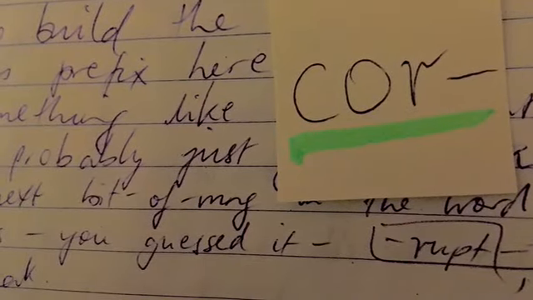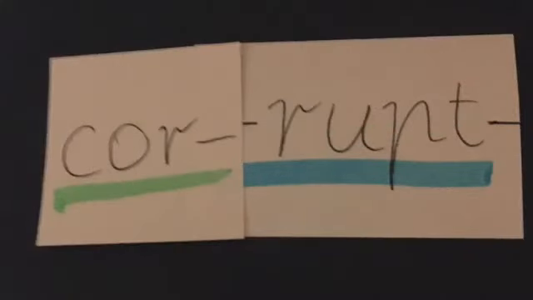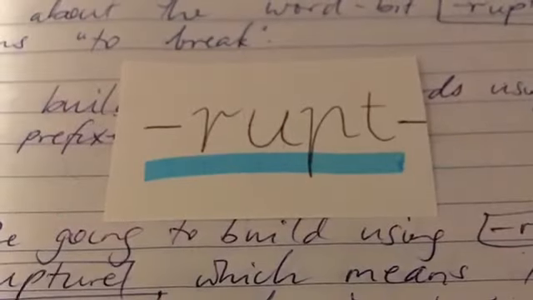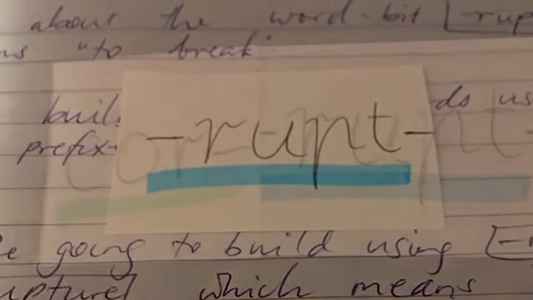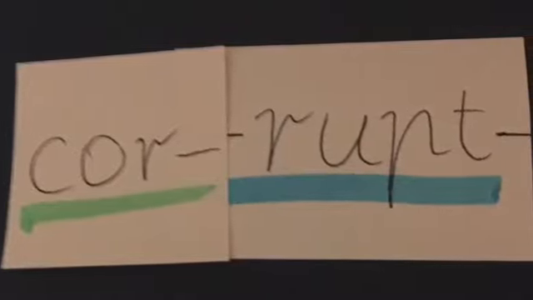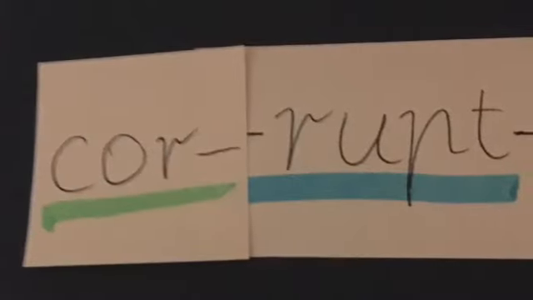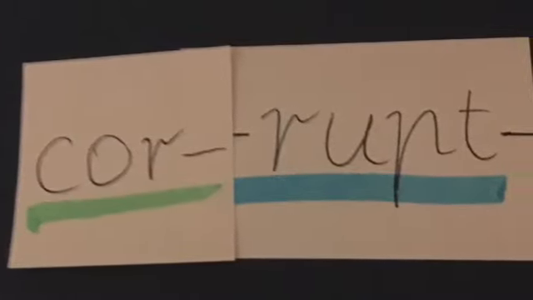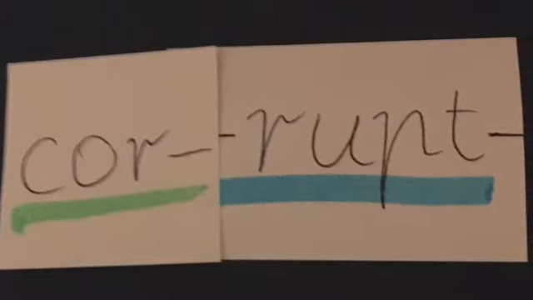Next, we're going to build the word corrupt. This prefix here usually means something like together, but in this word it probably just is giving extra emphasis to the next bit of meaning in the word, which in this case is, you guessed it, rupt, again meaning to break. So corrupt originally meant decomposing or spoiled, as in the store of apples in those barrels was corrupted. But by the late 1300s, corrupted had taken on the modern meaning of being guilty of dishonesty involving bribery.